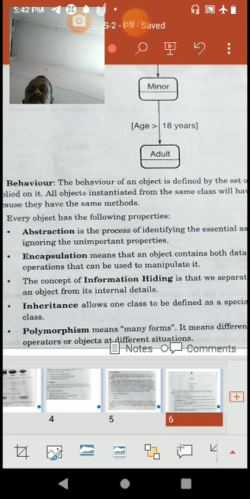Next, eighth, to restrict unauthorized access. Data in the database must be secure, hence an important objective.